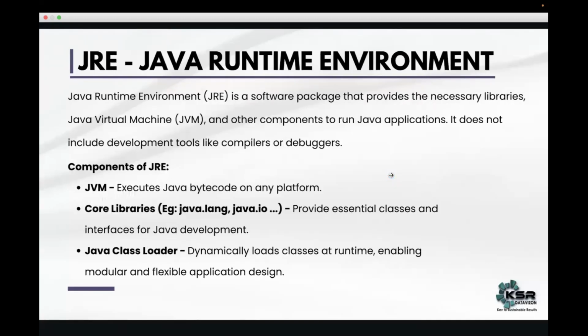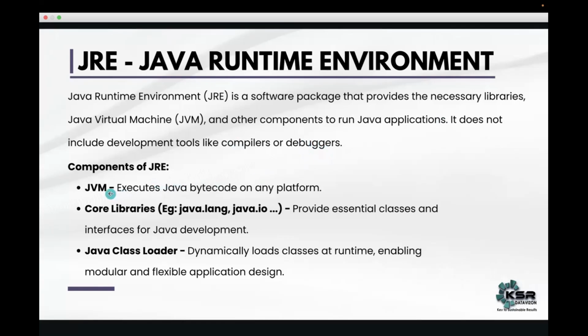Okay. Next is the Java Runtime Environment. The Java Runtime Environment is a software package that provides the necessary libraries, the Java virtual machine and other components to run Java applications. It does not include development tools like compilers or debuggers. So this can be installed separately, and it does not include the compiler and debugger. Those are present in JDK.